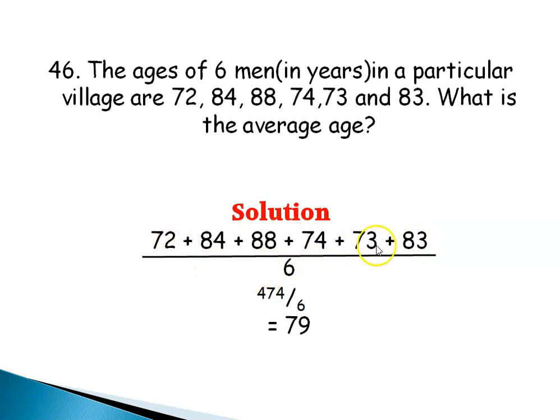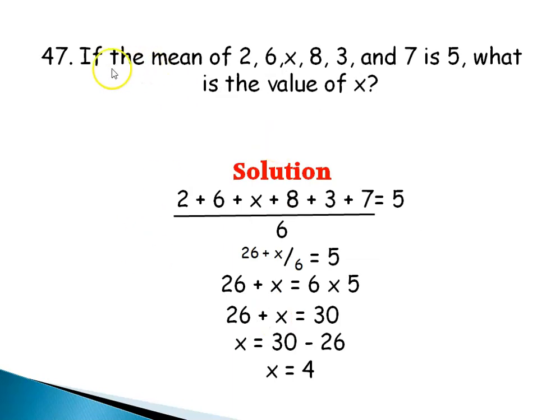So the addition of all these numbers gives us 474. 474 divided by 6 will give us 79. So this is the average age. Is that okay? Very good. Question 47.